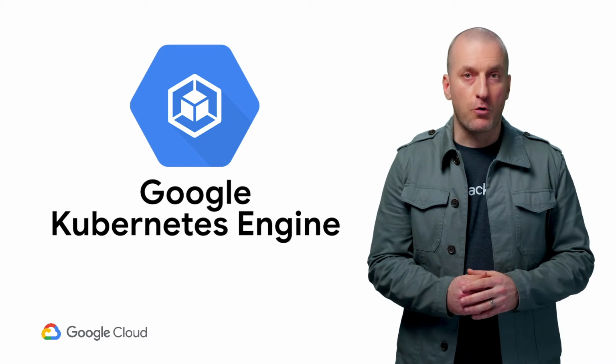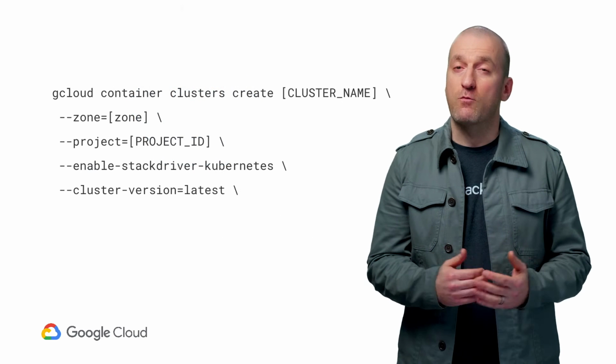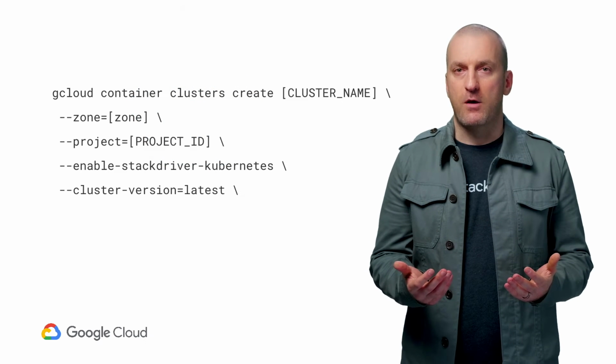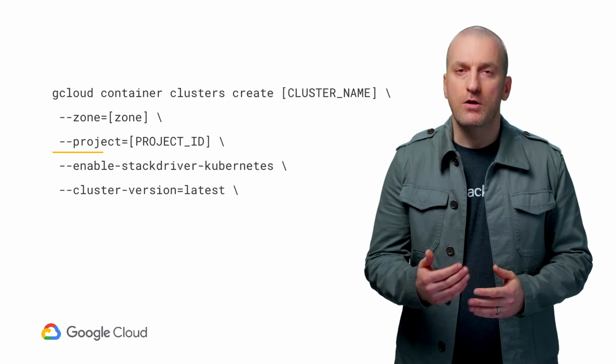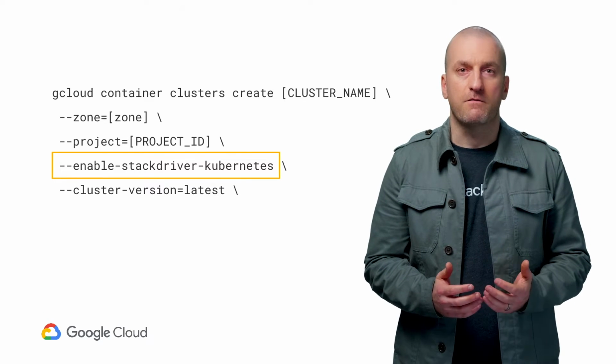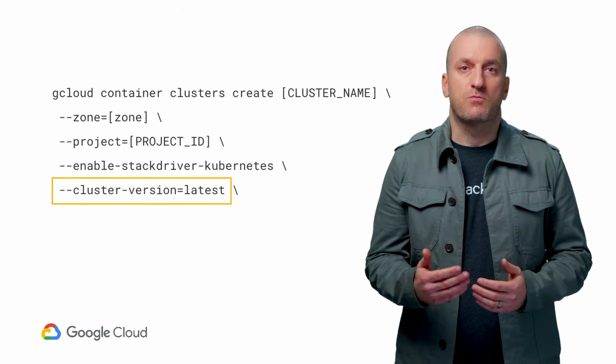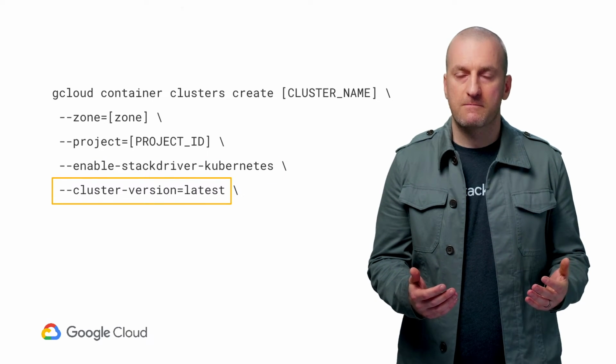Now, the beta feature is only available for clusters running Kubernetes version 1.10.6 or later, so let's create one of those. Here's the gcloud command we're going to use to create our cluster. Note the enable Stackdriver Kubernetes flag that opts us into the beta monitoring and logging features. We also need the cluster version latest flag to make sure that we're on a supported version, at least 1.10.6.